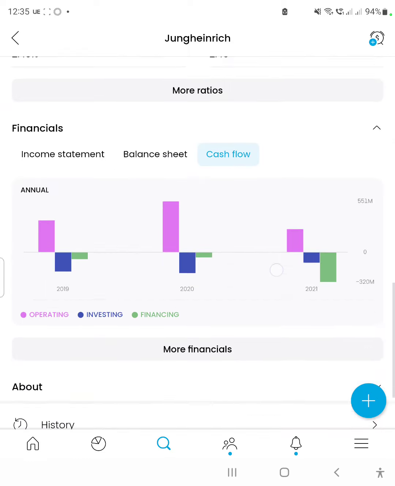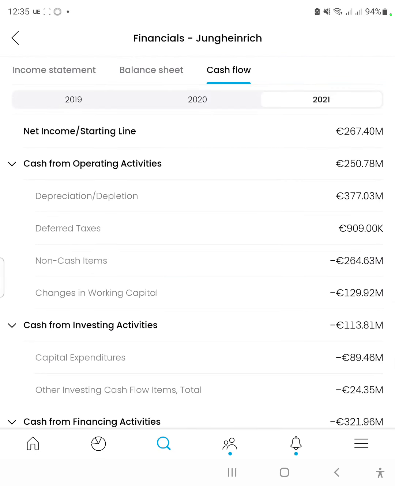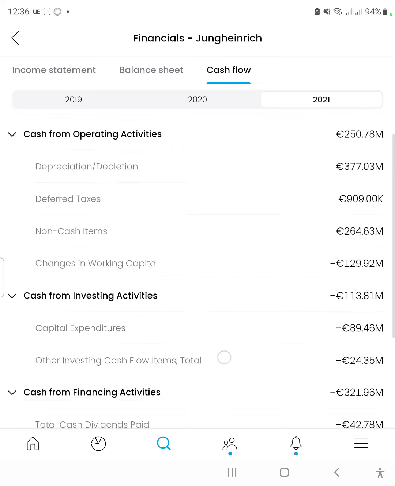The cash flow statement, which is the last of the financial statements, which we'll go into more detail on, starts off with the net income, which was 267 million euros in 2021, which is of course good relative to how much the company generates in revenue. The cash flow from operating activities was 250 million euros, which of course is good.